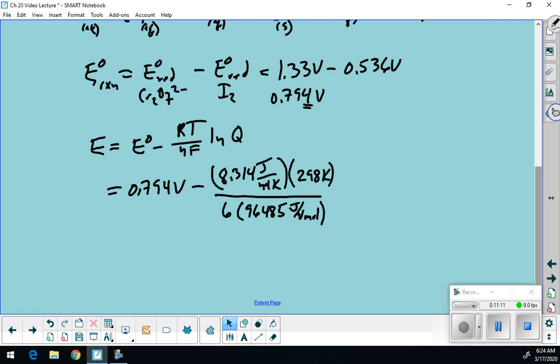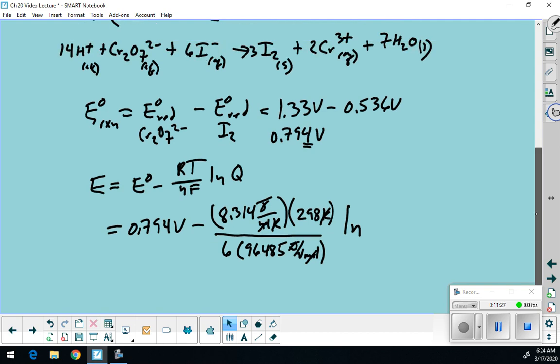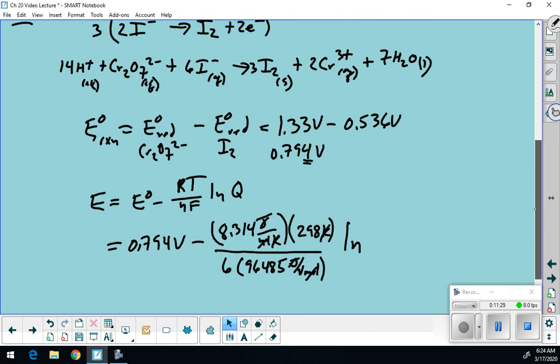And so everything kind of cancels out, right? My moles are both in the denominator. My K's cancel. My joules cancel. And I'm going to have 1 over volts, which makes it volts. And I have the natural log of Q. But now what's my Q? I have to look at my reaction to decide what my Q is. So my Q would be what?